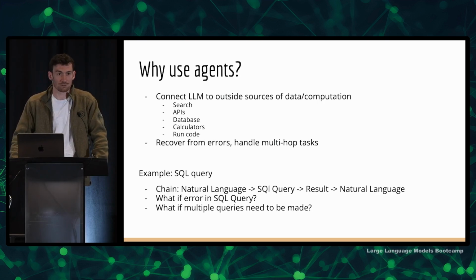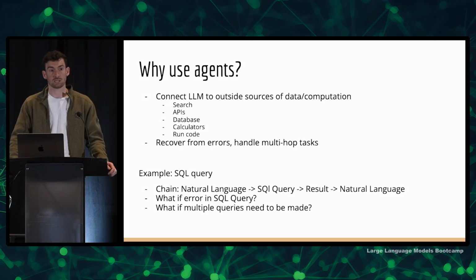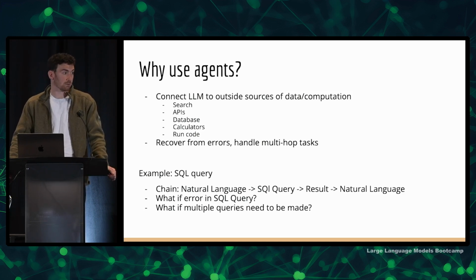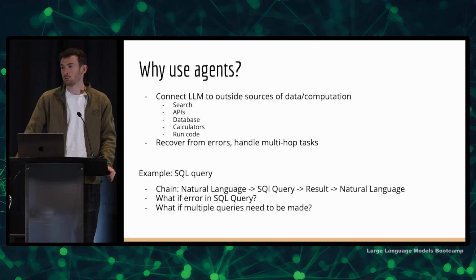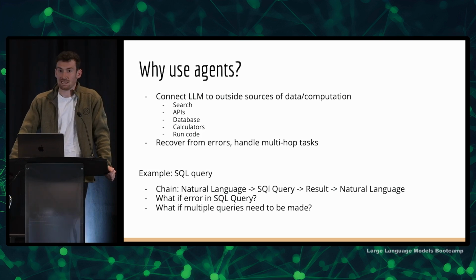So why would you want to do this in the first place? One, very tied to agents is the idea of tool usage and connecting it to the outside world. So connecting it to other sources of data or computation like search, APIs, databases. These are all very useful to overcome some of the limitations of language models, such as they don't know about your data, they can't do math amazingly well. But the idea of tool usage isn't unique to agents. You can still connect LLMs to search engines without using an agent.